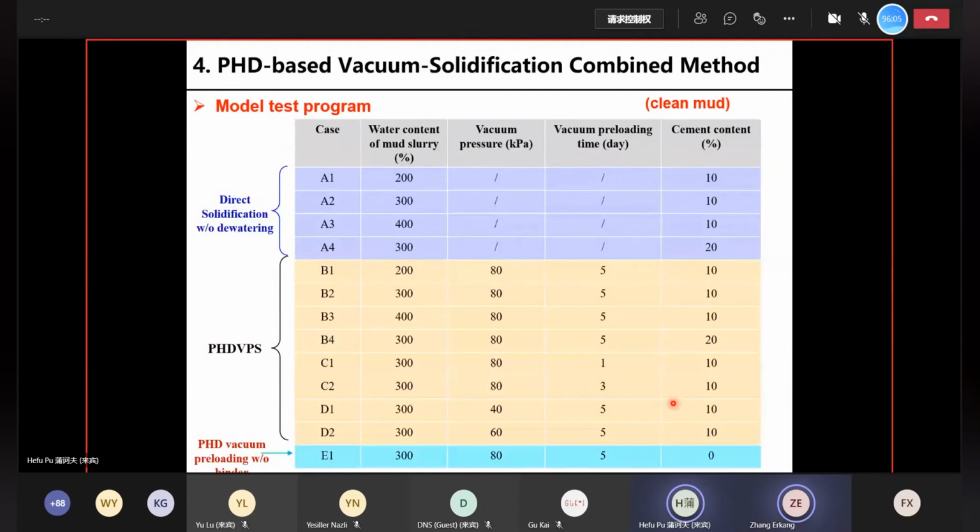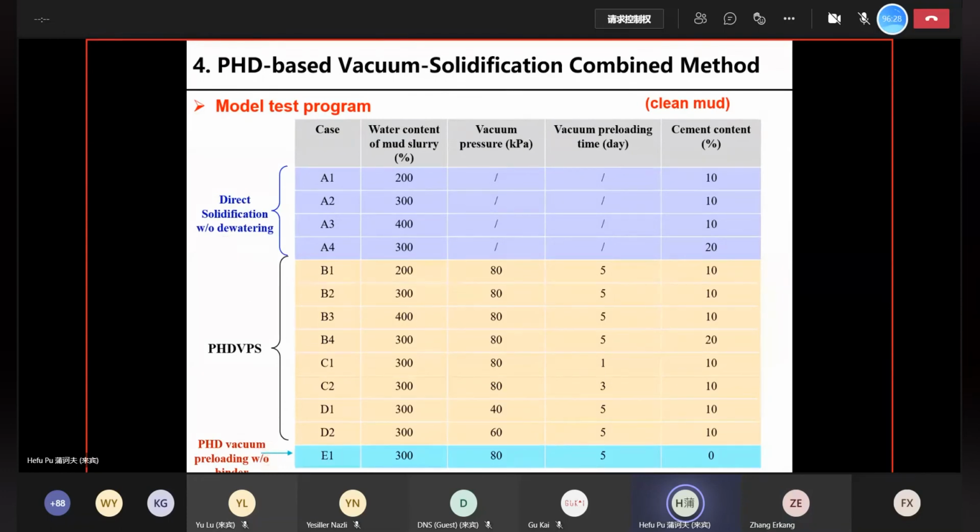This is the model test program. We have three series of tests. In the first case, we use direct solidification. In this case, the mud slurry was solidified at a very high water content without prior dewatering. So as you can imagine, it will have very low strength after the solidification.